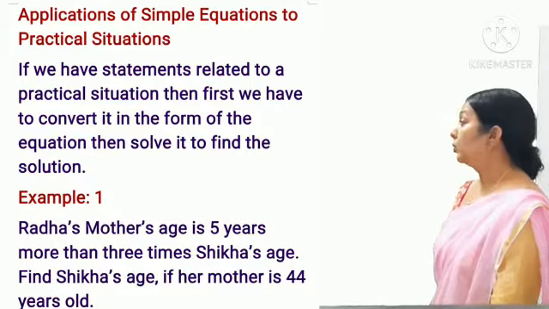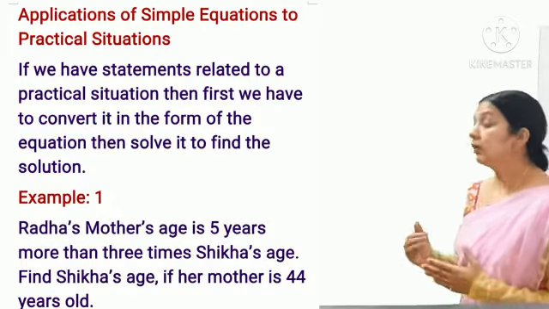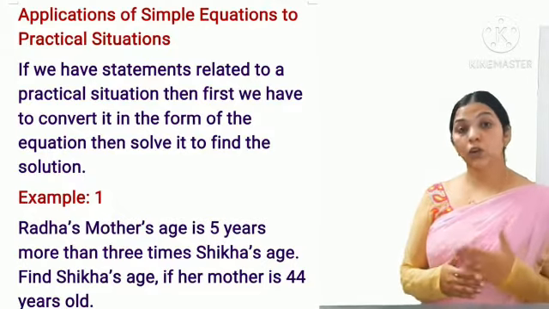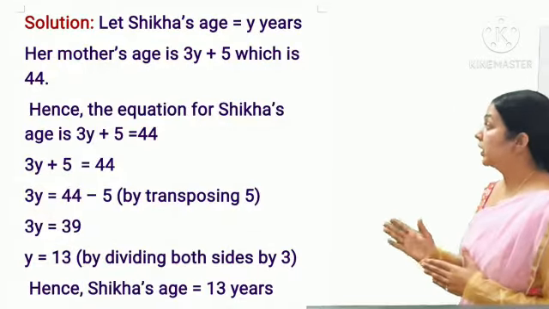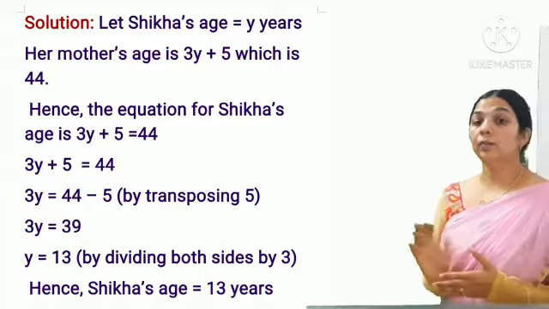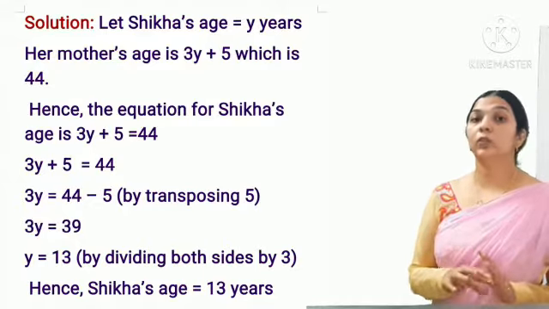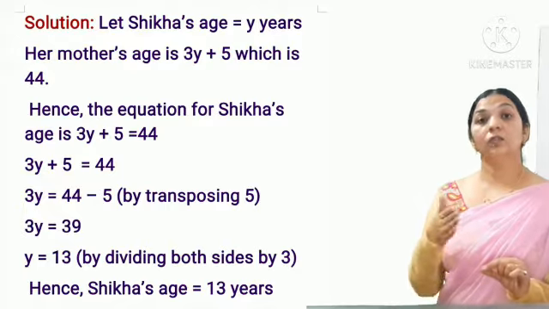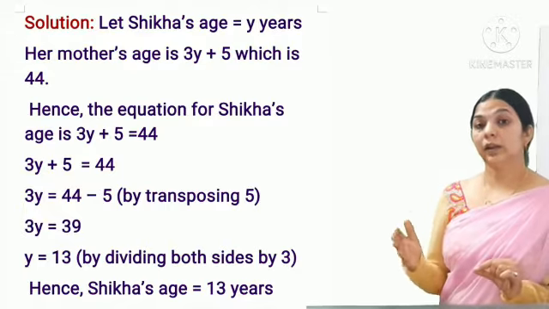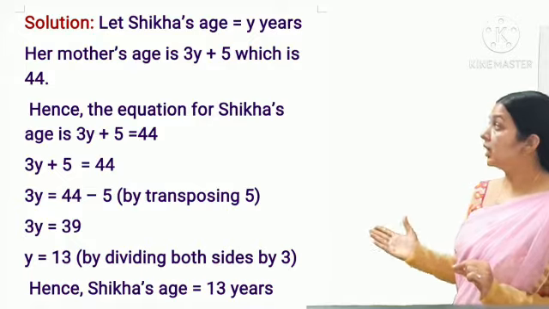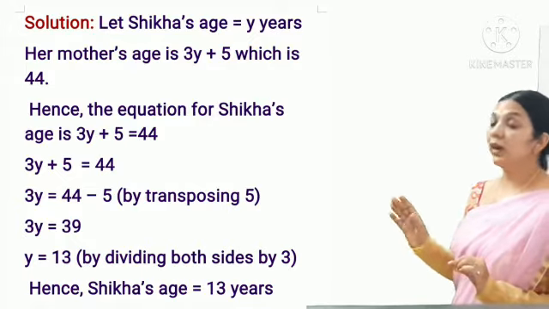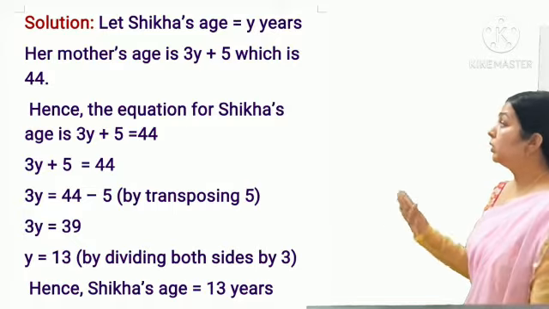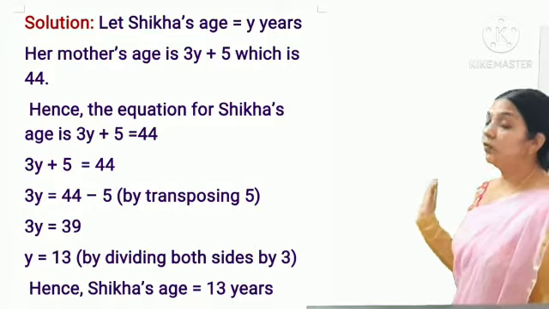Now let's see how to make the equation. We don't know the age of Shikha, so we will take Shikha's age as y years. Her mother's age, according to the question, is 5 years more than 3 times the age of Shikha. As Shikha's age is y, so 3 times y plus 5 years more. So 3y + 5 = 44, Radha's mother's age.